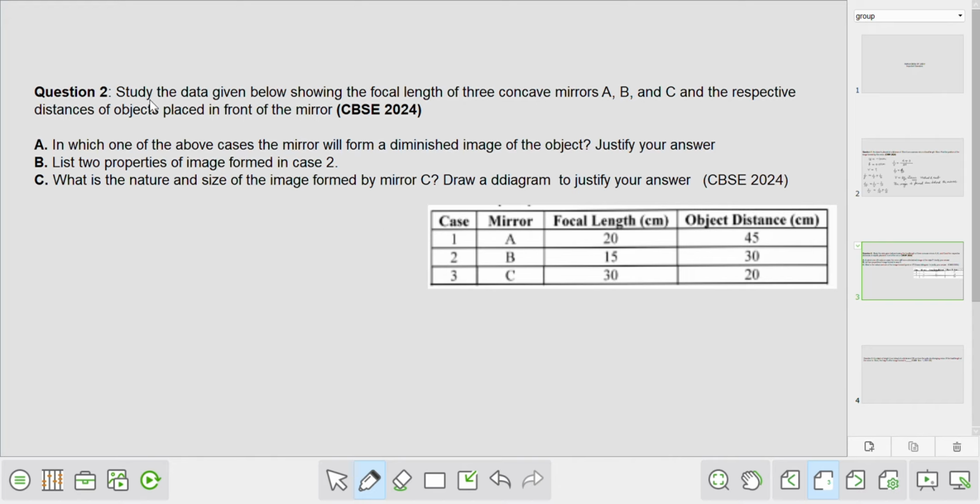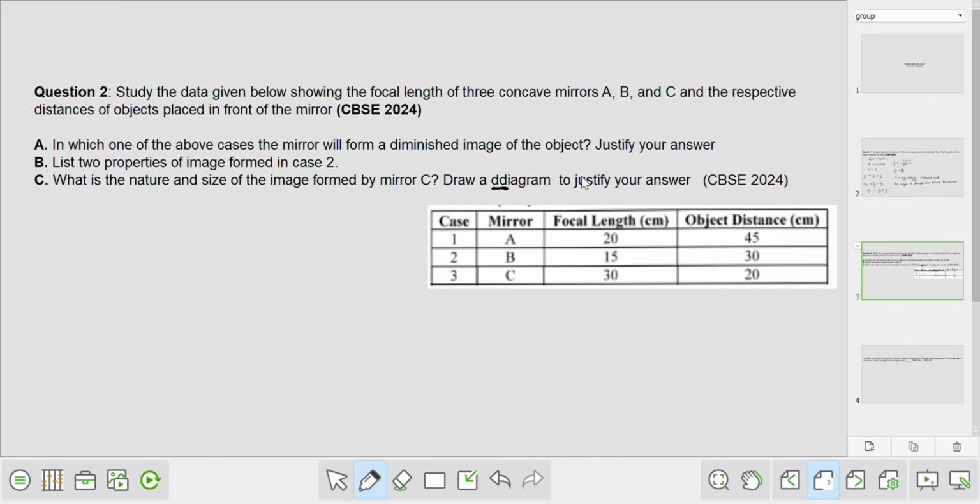Study the data given below showing the focal length of 3 concave mirrors A, B, and C and the respective distance of objects placed in front of the mirror. In which one of the above cases the mirror will form a diminished image of the object? You have to justify and list 2 properties of the image formed in case 2. What is the nature and size of the image formed by mirror C? You have to draw a diagram. Okay, there is an error in the spelling. Diagram to justify your answer.